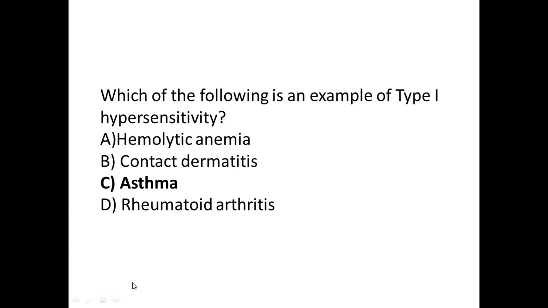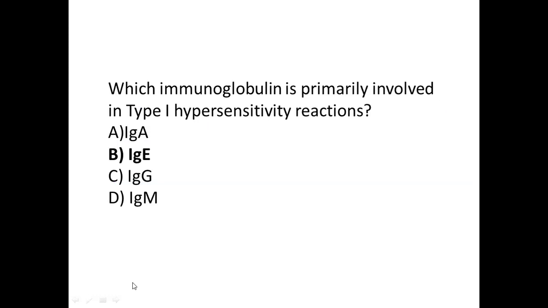Coming to the next question, which immunoglobulin is primarily involved in the type 1 hypersensitivity reaction? In type 1, IgE antibodies are involved. Immediate hypersensitivity reactions causing allergic reactions.